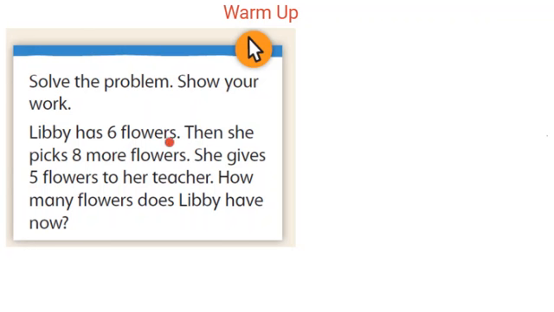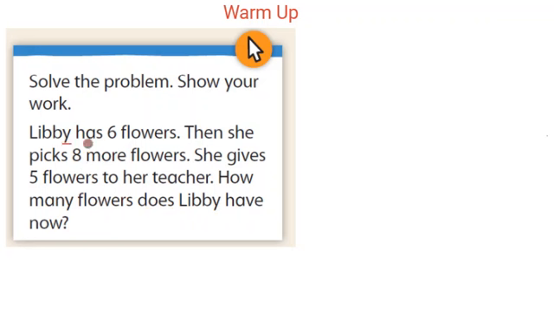Libby has 6 flowers. Then she picks 8 more flowers. She gives 5 flowers to her teacher. How many flowers does Libby have now? Let's take a look here. Let's read through it again. So we did it once. Let's do it twice. You may have to do it 3 or 4 times.